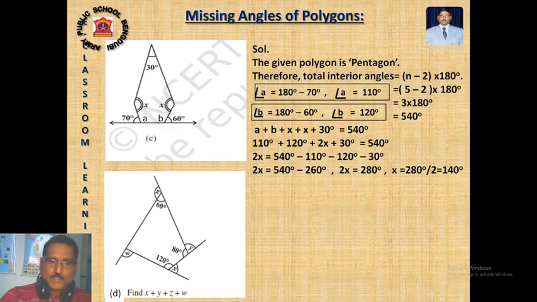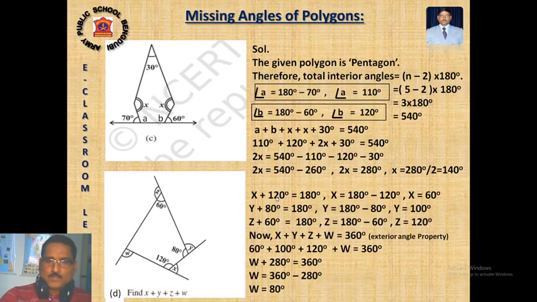Okay. After getting this, x plus y plus z plus w will be 360 degrees, because the sum of exterior angles of a polygon is 360 degrees. Now follow it. X plus 120 degrees equals 180 degrees, linear pair, so x equals 60 degrees. Now y plus 80 is equal to 180 degrees, y is equal to 180 minus 80, y is equal to 100 degrees. Linear pair. Z also, z plus 60 is equal to 180 degrees, z is equal to 180 degrees minus 60, that is z is equal to 120 degrees.